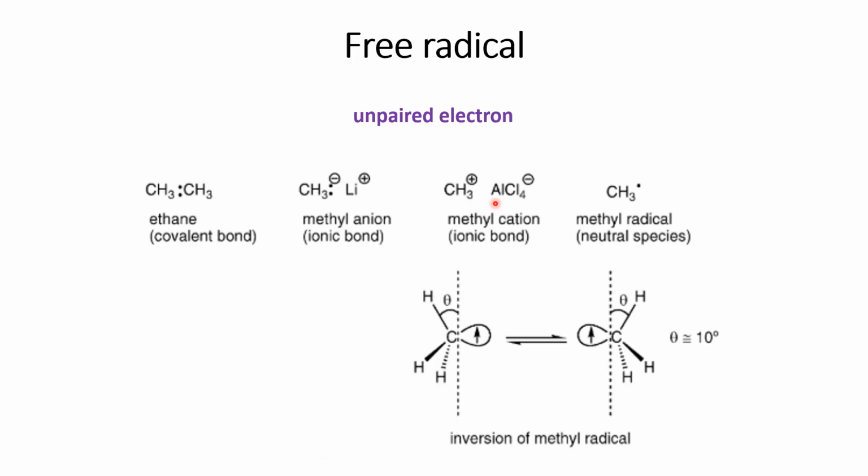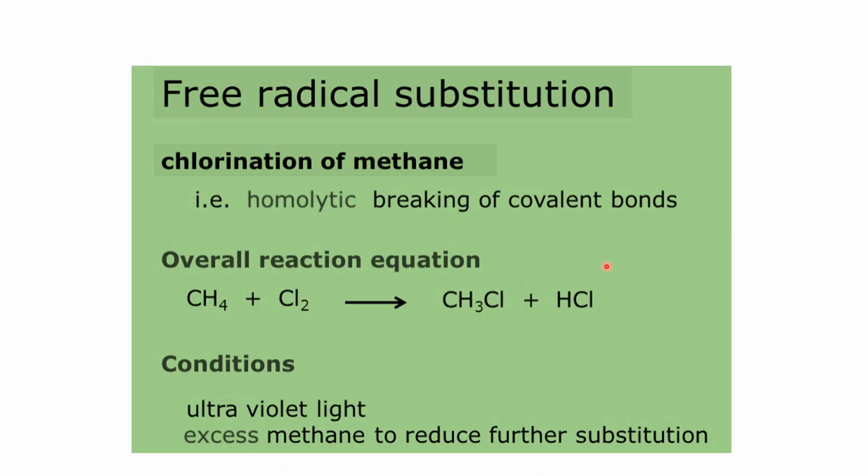The next one, free radical. So free radicals are highly reactive, highly unstable. So you can find ethane, methyl anion, methyl cation, methyl radical. So any free radical substitution means it involves generation of free radical followed by chain initiation, propagation and termination. Always it involves 3 steps.